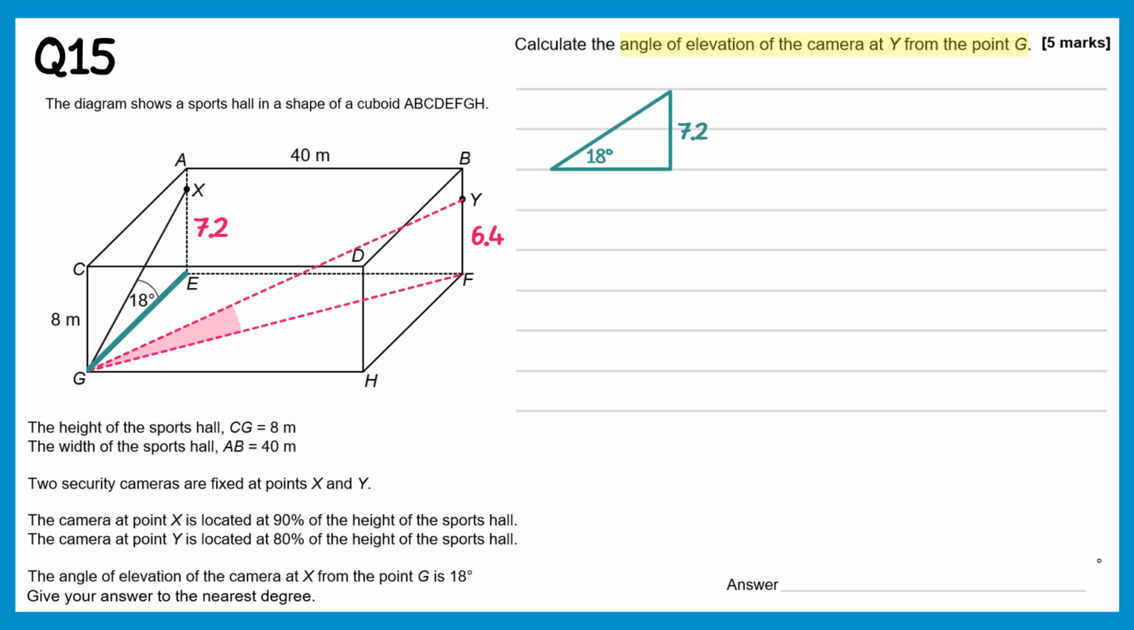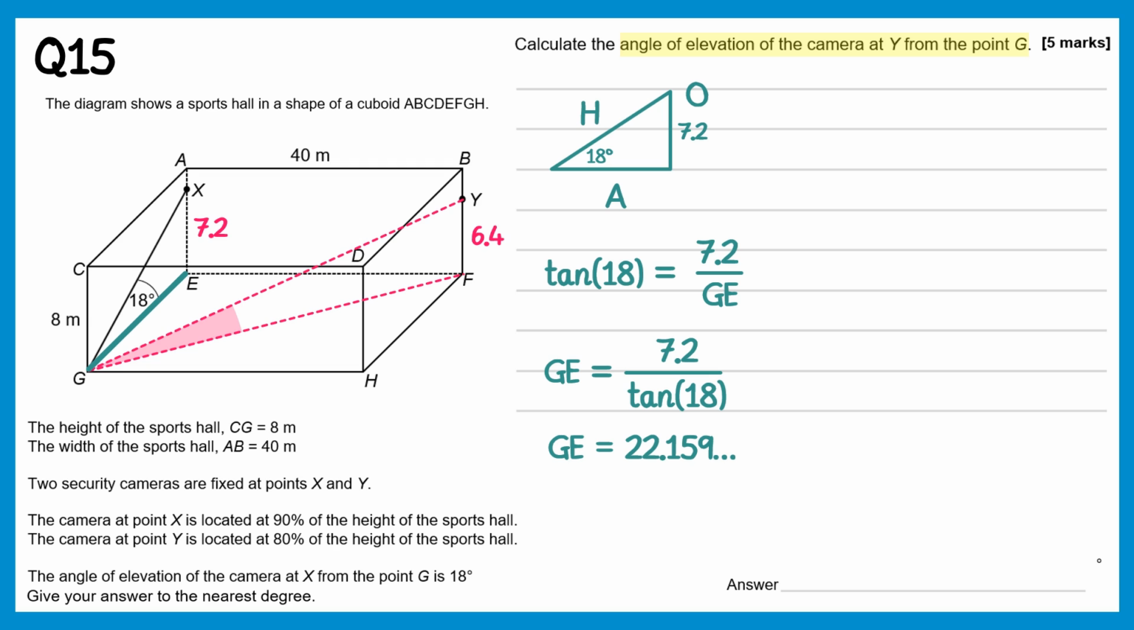So let's label the triangle. We've got H, the hypotenuse here. This one's the opposite, and this one's the adjacent. Since we're trying to find the adjacent, we can use tan. So we can say that tan of 18 equals the opposite, which is 7.2, divided by the adjacent, which is the one we don't know, which is the length GE we're trying to find. If you rearrange this, you'll end up with GE equals 7.2 divided by tan 18. Type this into your calculator and we find the length of GE at 22.159 and so on. Let's put this onto our diagram.